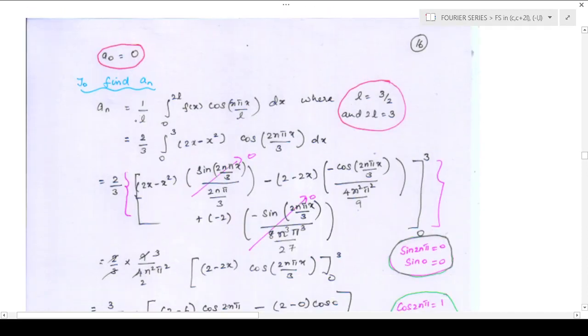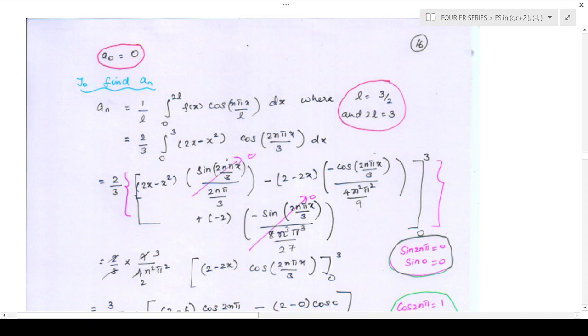Your an is 1 by L, 0 to 2L f of x cos n pi x by L dx. Your L is 3 by 2, 2L is 3. You are substituting that, right? Wherever L and 1 by L are, then you are integrating it. This is u, v. U is 2x minus x square. Here, first term minus second term plus third term, likewise it goes on with alternate plus or minus. Here 2x minus x square, differentiate this: 2 minus 2x. Again differentiate: it is minus 2.